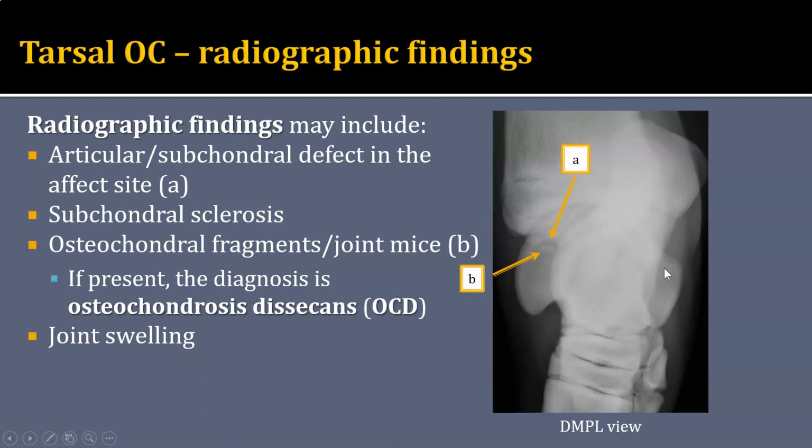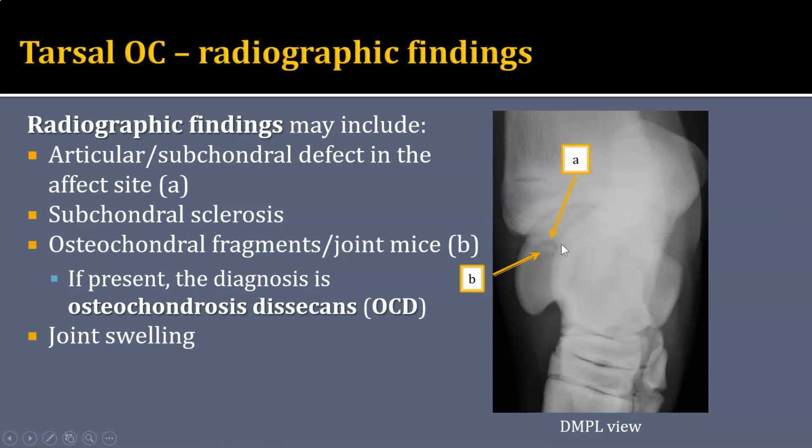This is our DMPL view, and in this patient, this is our intermediate ridge of the tibial cochlea, and there is a large articular or subchondral defect within that ridge, and you should compare the normal to this patient. Oftentimes, our horses do have large osteochondral fragments associated with their lesions, and adjacent to the defect in the intermediate ridge, there is this separated piece of bone that is our osteochondral fragment.